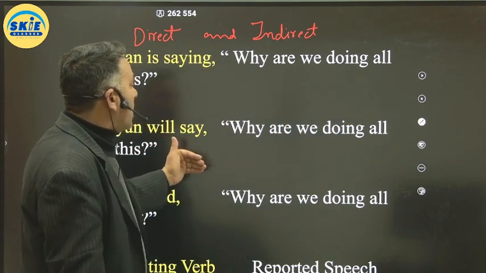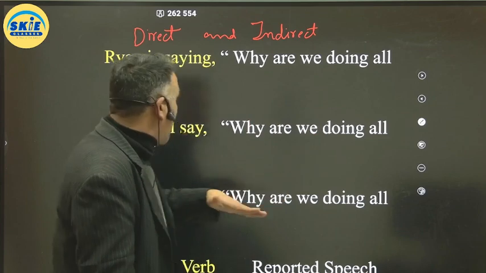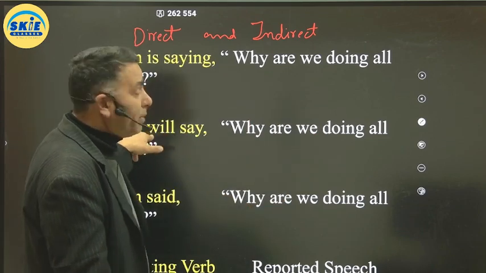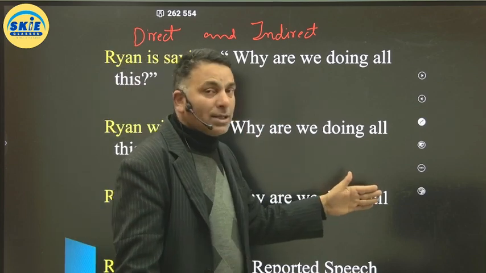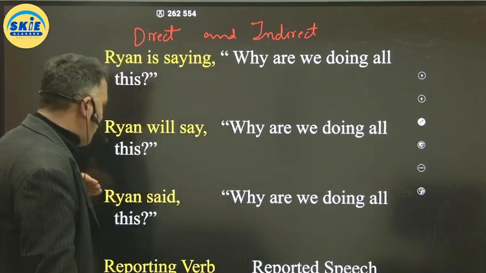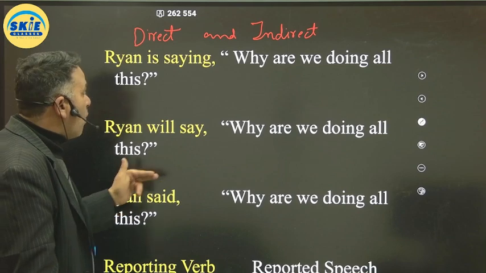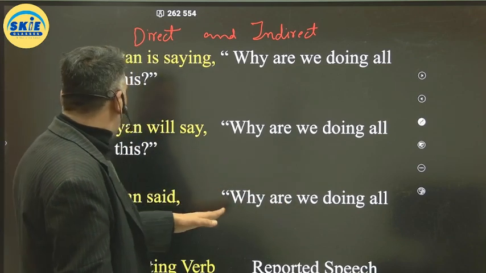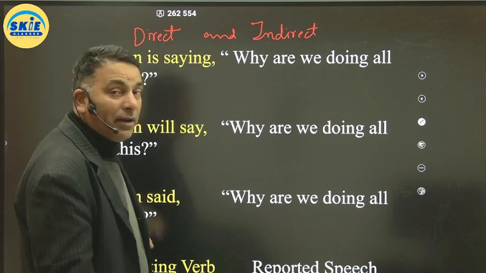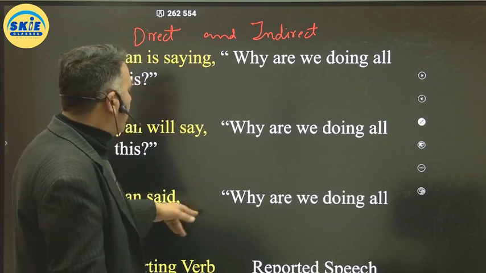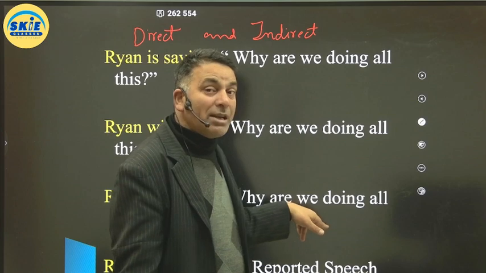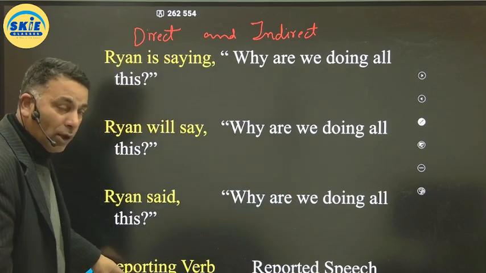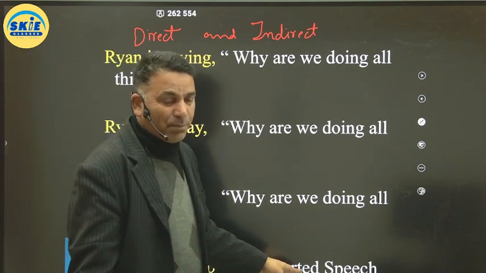Ryan will say, why are we doing all this? Again, you have Ryan will say. This you will say is the reporting verb. And why are we doing all this? This is the reported speech. Ryan said, why are we doing all this? Again, Ryan said is the reporting verb here. And this part is the reported speech. Hence, I have written here reporting verb and reported speech.